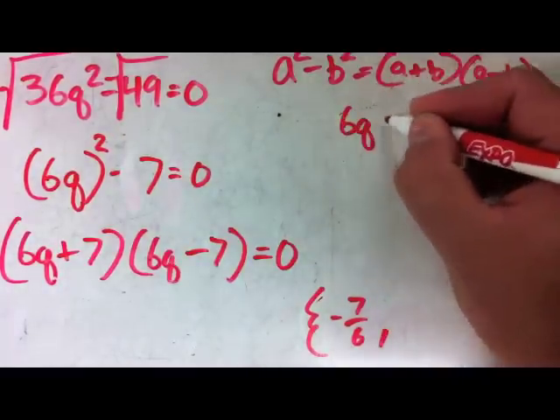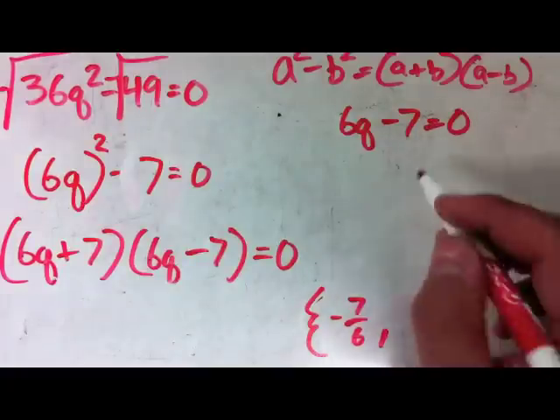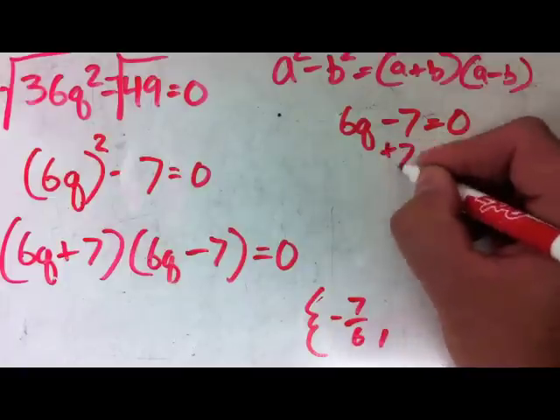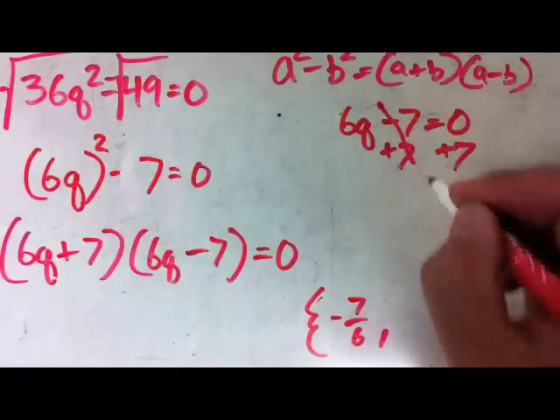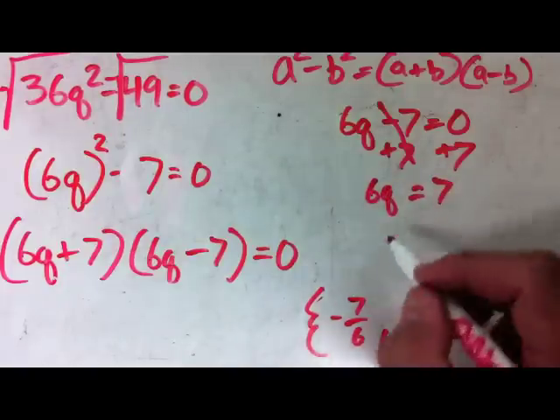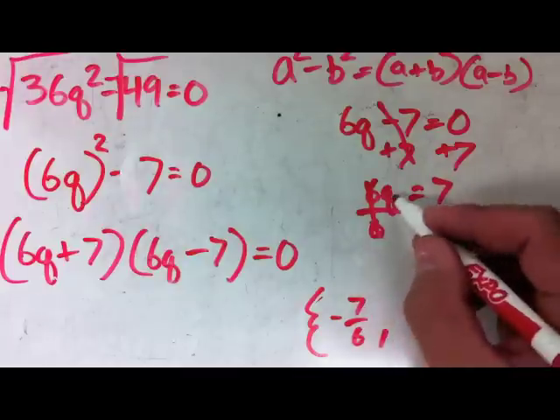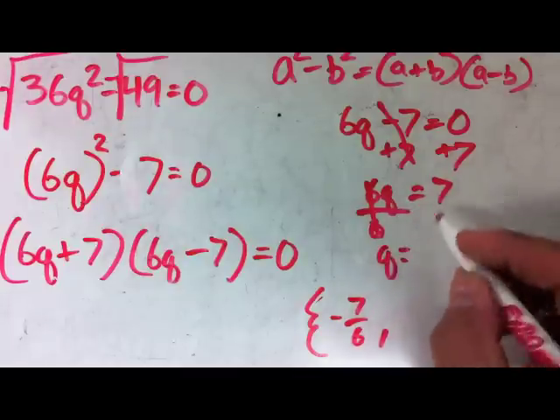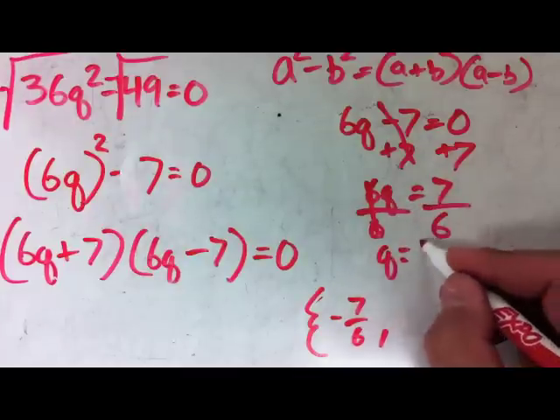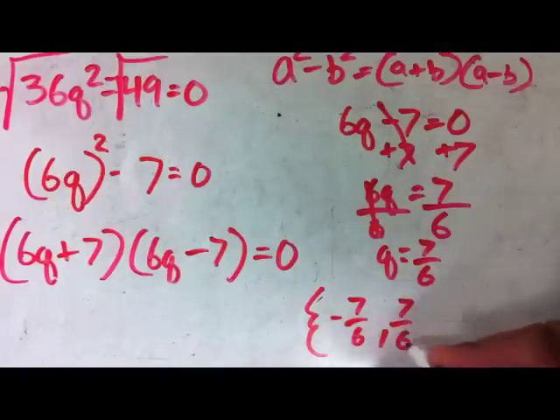It's 6q minus 7 equals 0. Because it was positive last time, we had to subtract it, but it's negative this time, so we're going to add it. That's gone. We have 6q equals 7, positive 7. We're going to divide by 6 again. 6 divided by 6 is 1q, and then 1q is just the same as q. And divided by 6, we have 7/6. So that's what our other q equals.